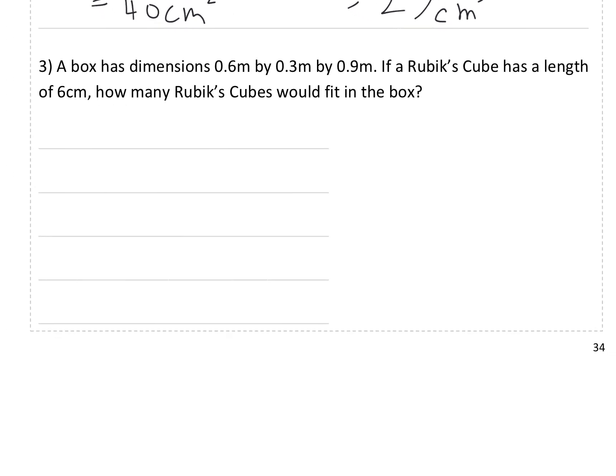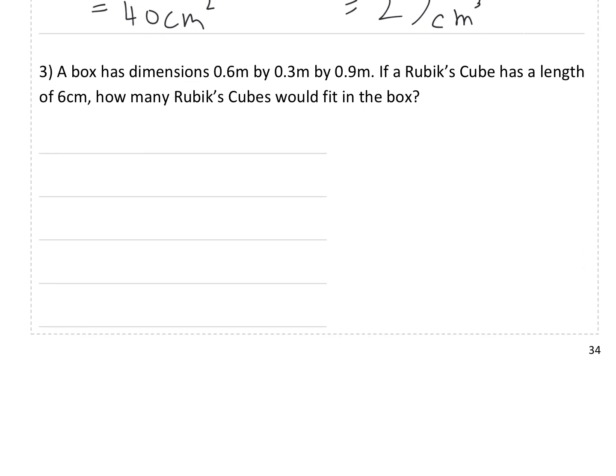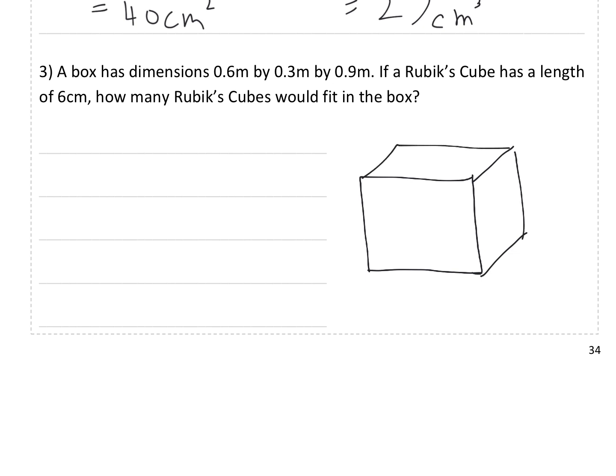Example 3. A box has dimensions 0.6 by 0.3 by 0.9. If a Rubik's Cube has a length of 6 centimeters, how many Rubik's Cubes would fit in the box? So let's try and draw it out. 0.6 by 0.3 by 0.9. Doesn't need to be really accurate. 0.9, 0.3, 0.6. There's your three dimensions.